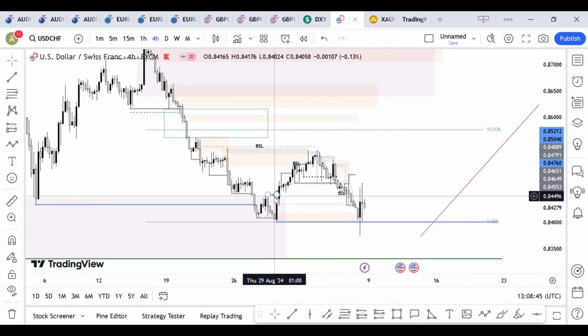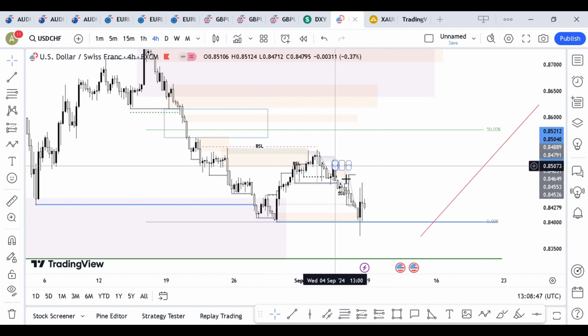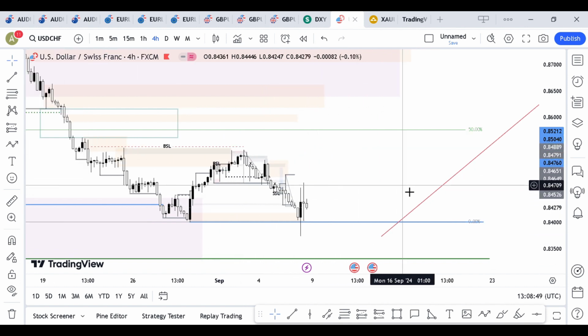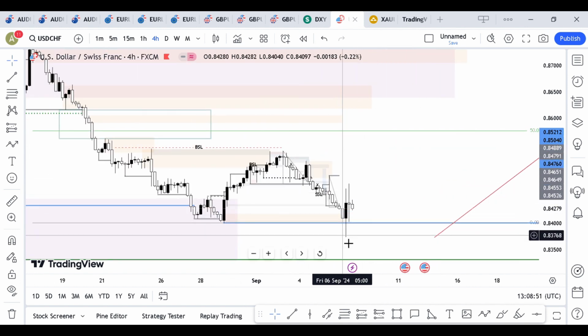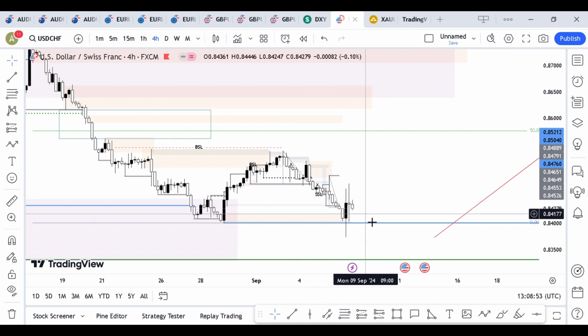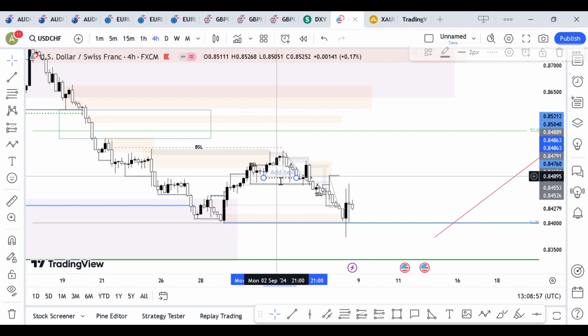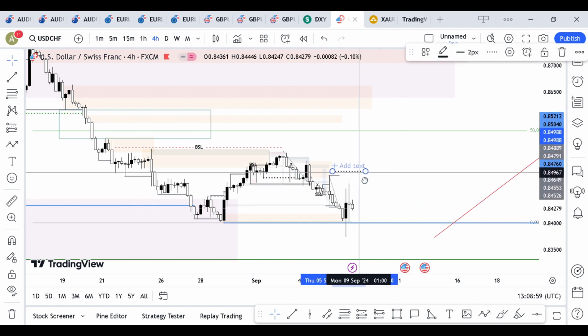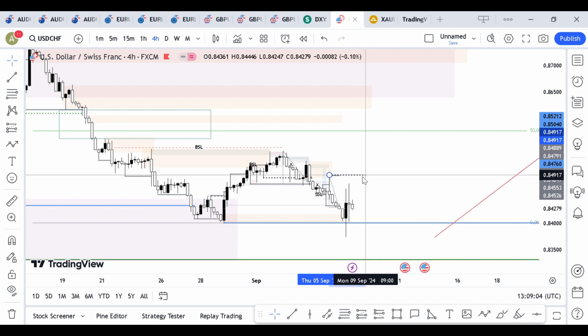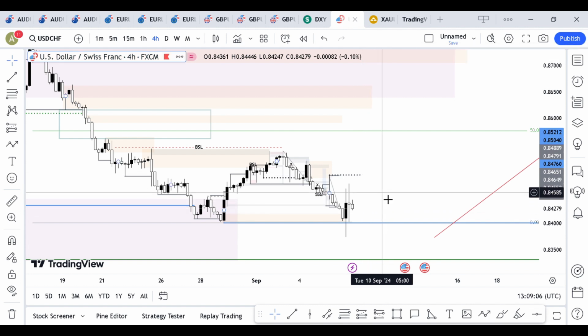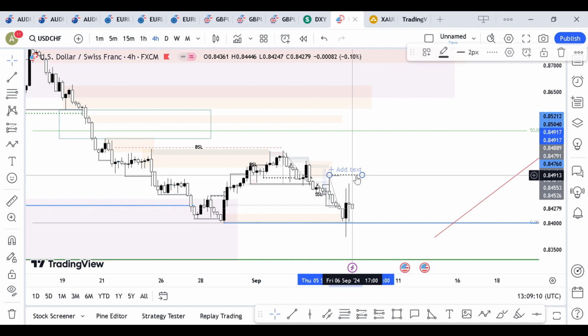So I had this as my change of character, and as you can see, price pulled back to the extreme but violated it. So that means that we should be looking for another change of character on the 4 hour if we are expecting price to go up, and that will be this line. Okay, so I'll be expecting at least price to come up there to break it to the upside before getting involved in any way in this pair.